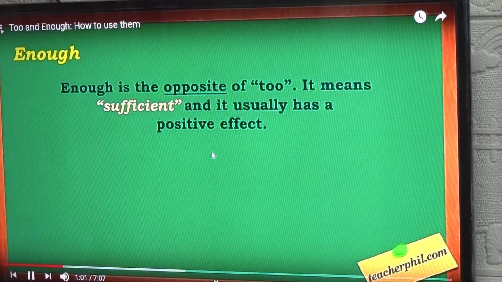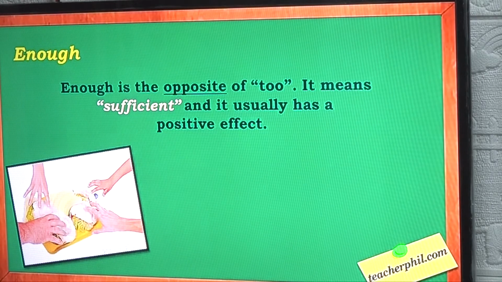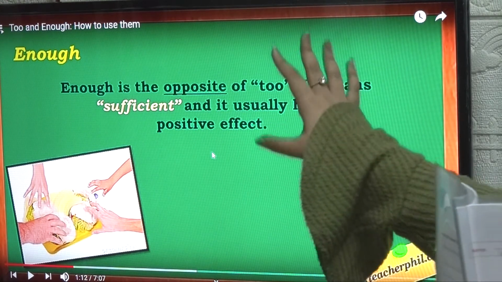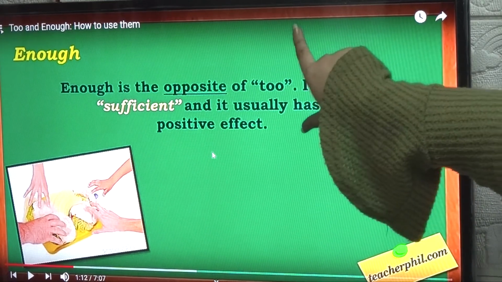The second one is the word "enough". "Enough" is the opposite of "too". It means sufficient, and it usually has a positive effect. So it is the opposite meaning of "too". It means it's enough for you. If you know the word enough, you will know the definition of enough. It means as many or as much as you want.